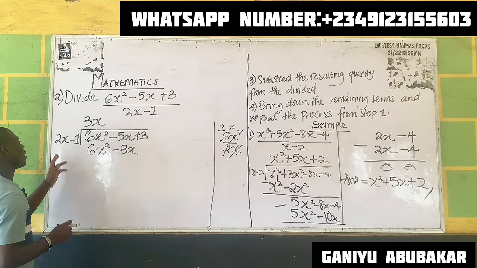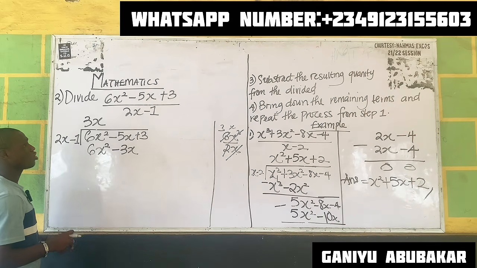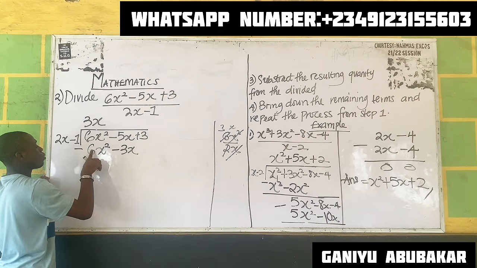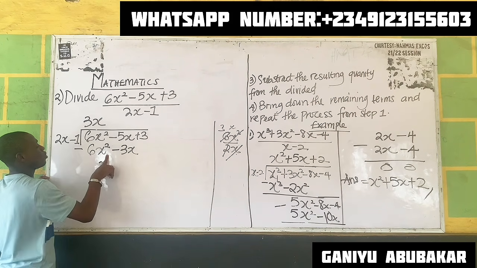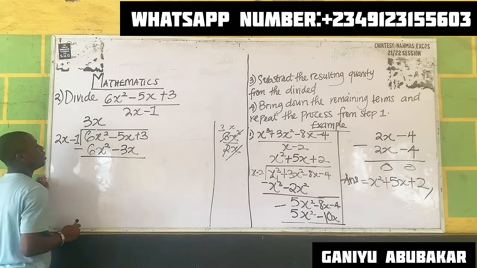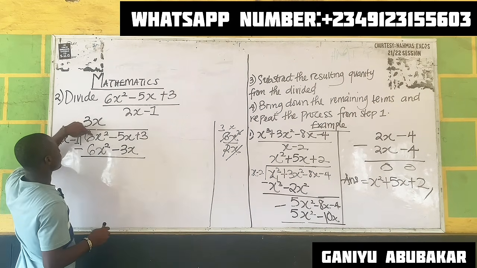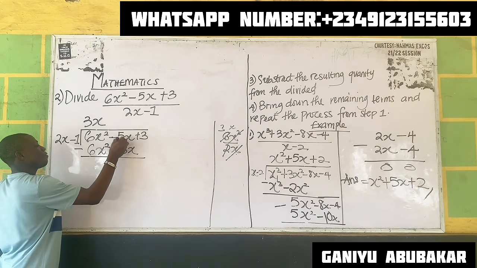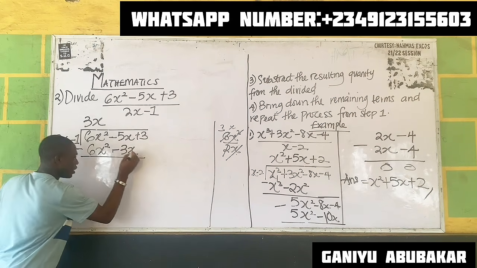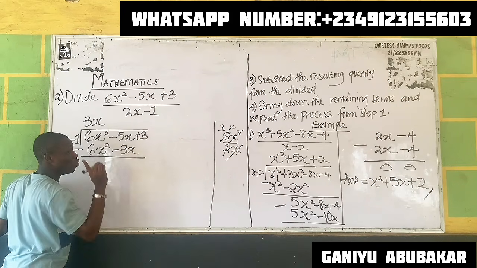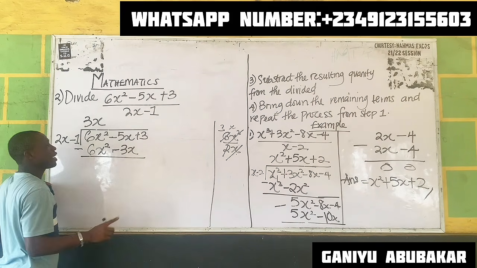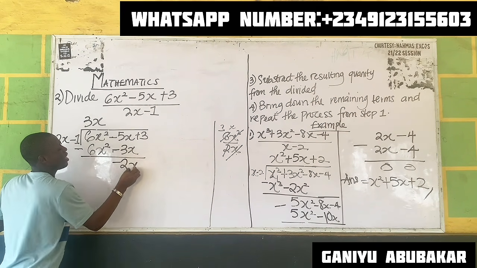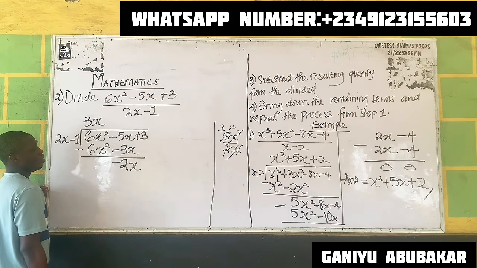When you're done multiplying, we said subtract the resulting quantity from the dividend. So what do I get? 6x squared minus 6x squared gives 0. Now observe this please. Minus 5x minus 3x. Minus a minus is positive. In that case, minus 5x plus 3x gives you minus 2x. That's all. So minus 2x.